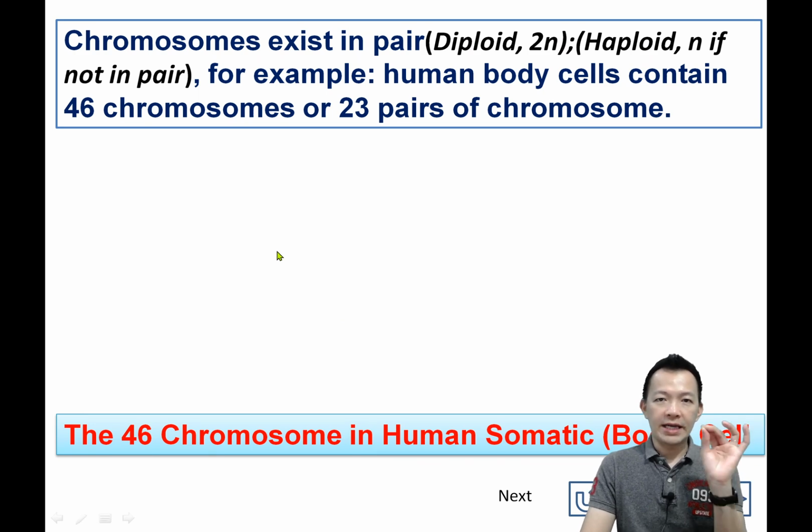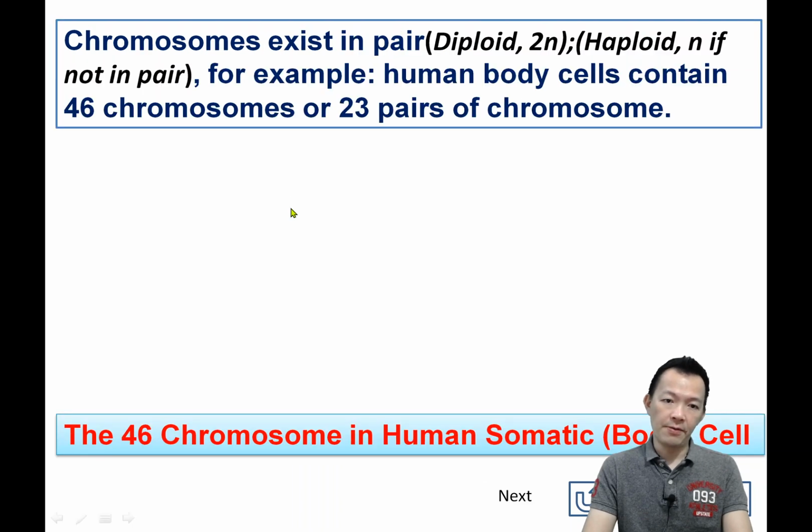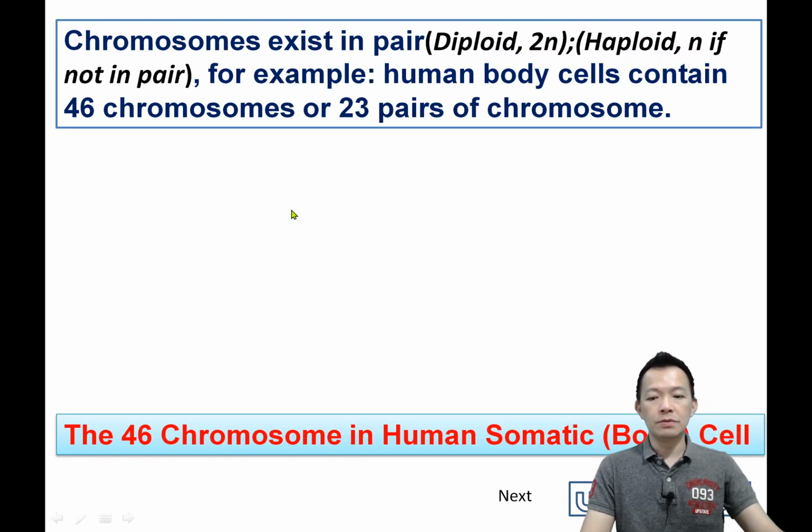Or what I can say about the human cell and the nucleus inside the center. The nucleus looks dark in color. So what do we have in the nucleus? Chromosome. This is a basic that you should have from Form 4. Now I talk about chromosomes.